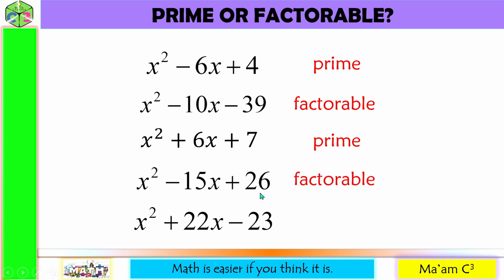Last one, we have 23. Factors of 23 that when you add will give you positive 22. If this is negative, so 1 positive, 1 negative. We could have positive 23 and negative 1. So 23 minus 1 is 22. Positive 23 times negative 1 is negative 23. So this means this is also factorable.